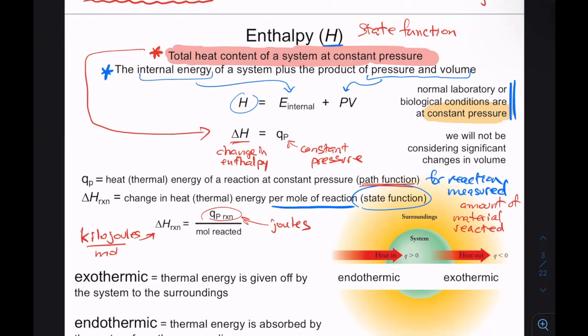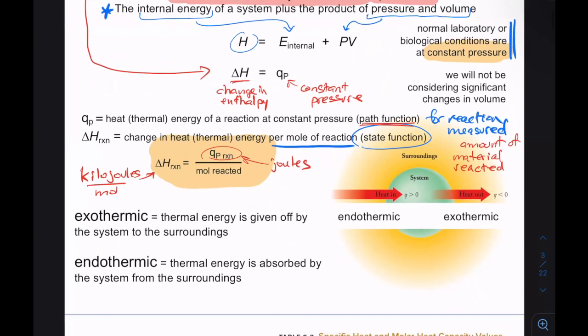All right, so that's the relationship between delta H and Q. You'll be using that a lot, so get familiar with it. Two more terms that I want to define for you. You've heard these before, but let's define them. They are exothermic and endothermic, and they have to do with the transfer of thermal energy, which is what we're talking about here. Now, this is always going to be relative to the system.